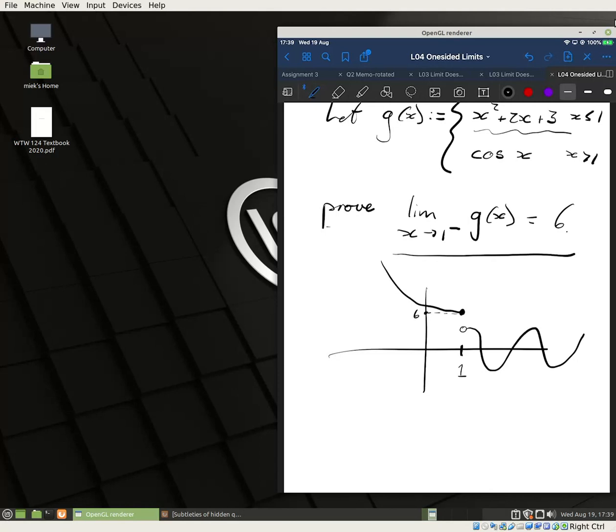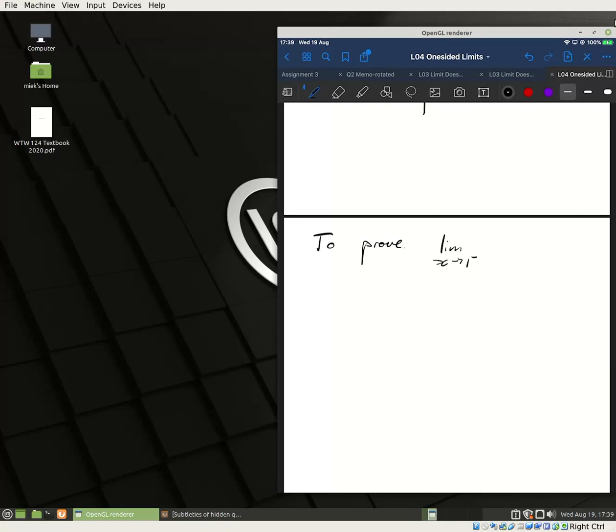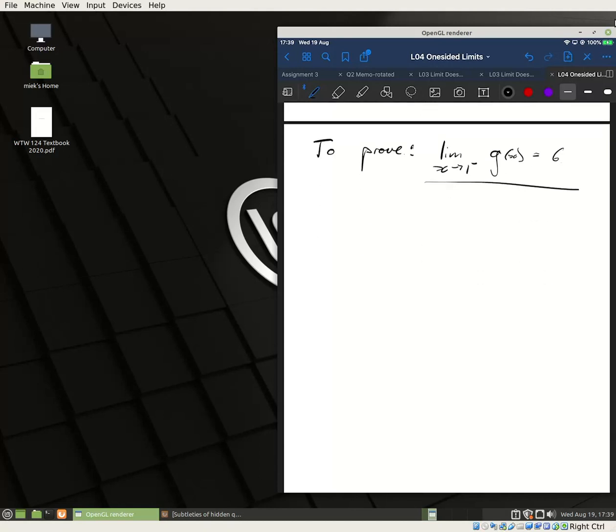Okay, before we start, let's just write down exactly what we have to prove. Why are we doing that? Because writing out the definition shows us exactly what we have to do, and it helps us to write our proof outline. So let's write out exactly what we have to prove. To prove, we want to show that the limit as x tends to 1 from the left of g of x is equal to 6.